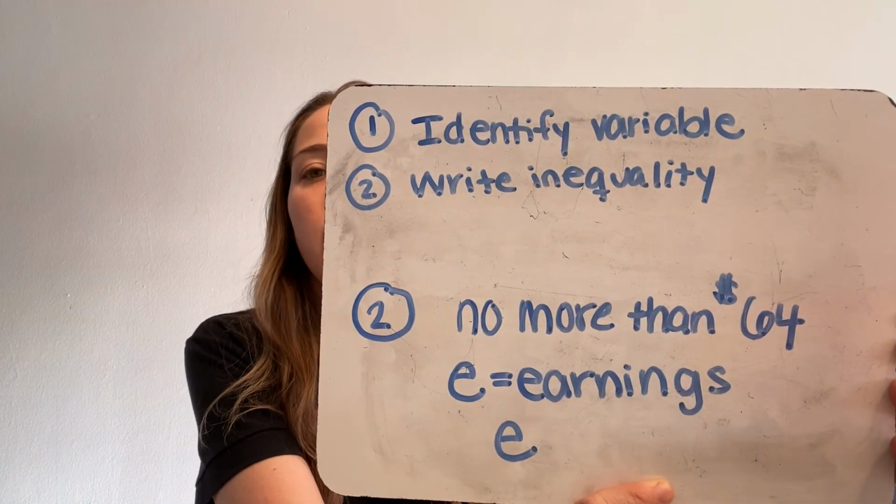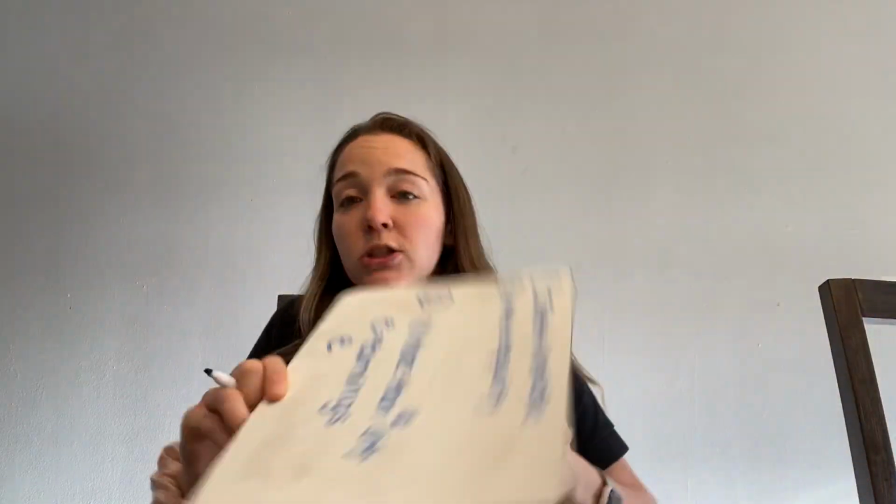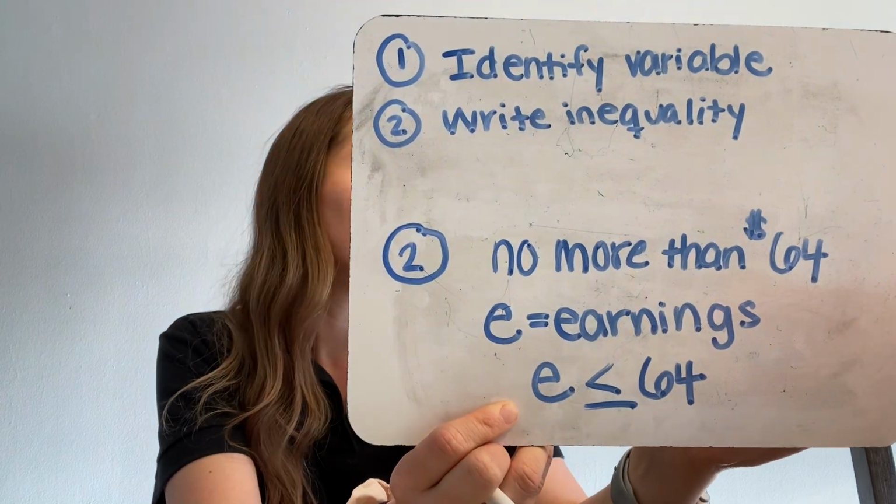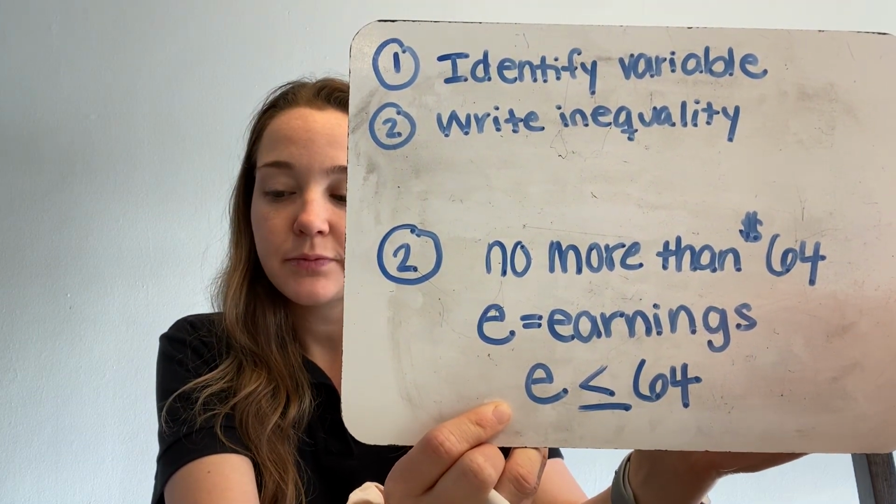What does no more than mean? To me, if it's no more than, it means it can't be any bigger, so it must be smaller. So I know it's going to be a less than sign. I just have to think about, can it include? So if it says no more than 64, does that include the 64 or does it not include the 64? To me, if her earnings are no more than 64, I know that they can be 64. They just can't be bigger than that. So we get to make that a less than or equal to sign in this case. Okay, earnings is less than or equal to 64 in this case.